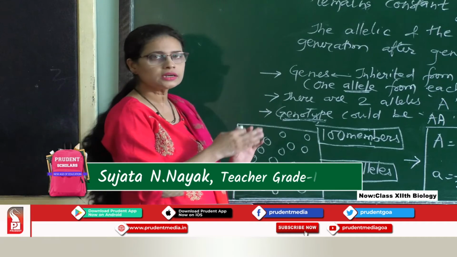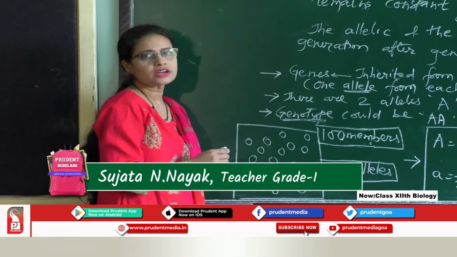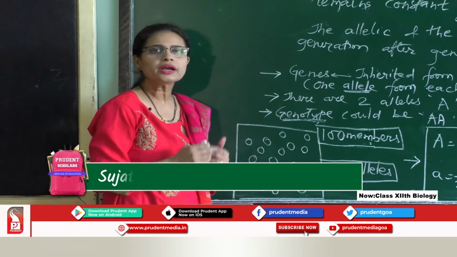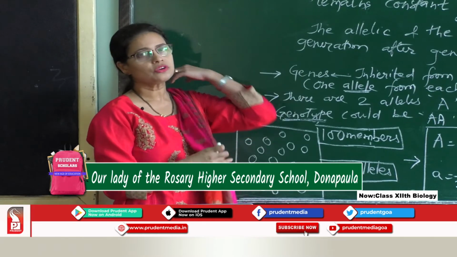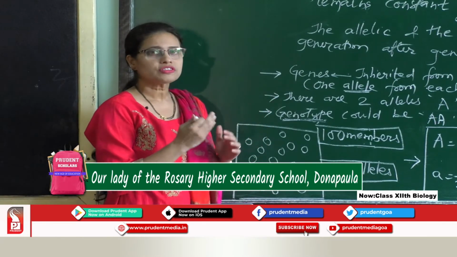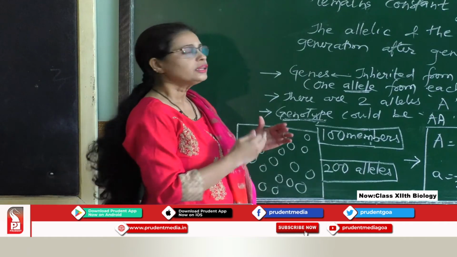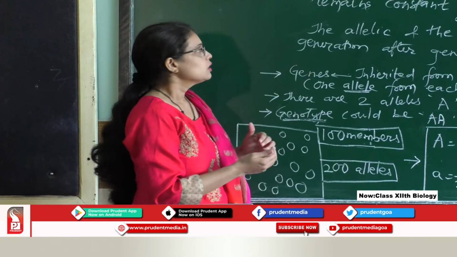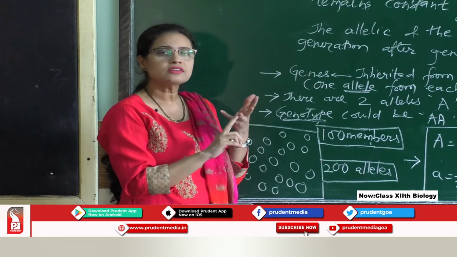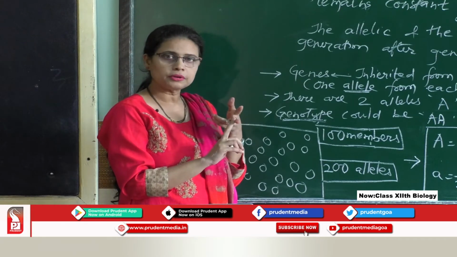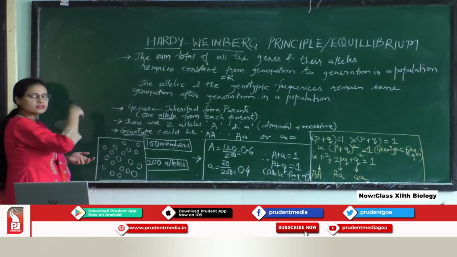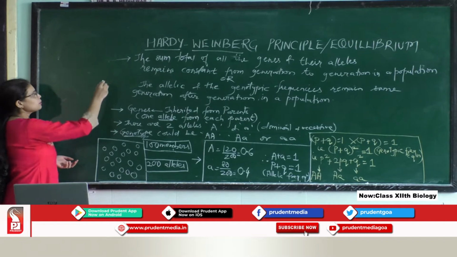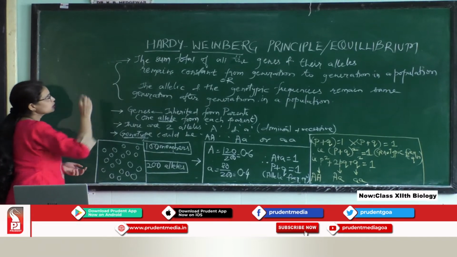What they have basically done is study a population. It could be any population wherein the individuals undergo sexual reproduction and give fertile progeny. It could be a human population, an insect population, or a plant population. When they studied a population, they came up with this statement. What does this statement say?